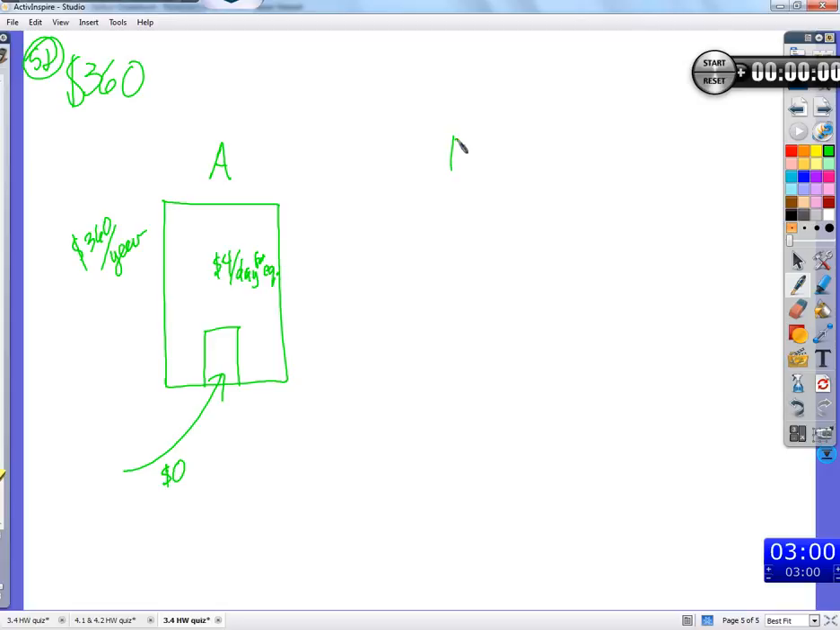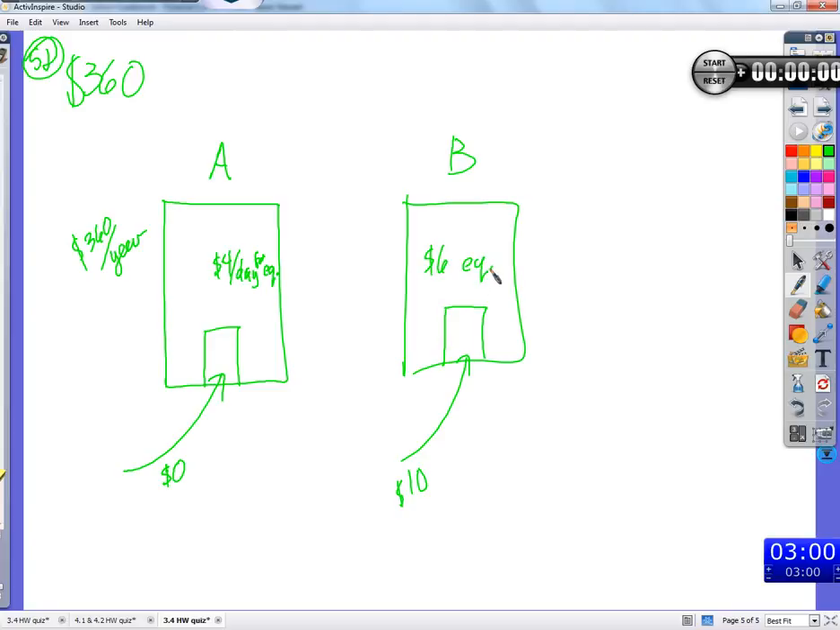In scenario B, it costs $10 just to walk into the gym every day, and then it costs $6 for equipment. Okay. Write an equation to find the number of visits after which the total cost of a member and the total cost of a non-member are the same. Then solve the equation.